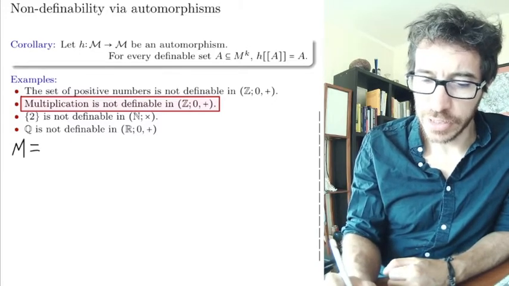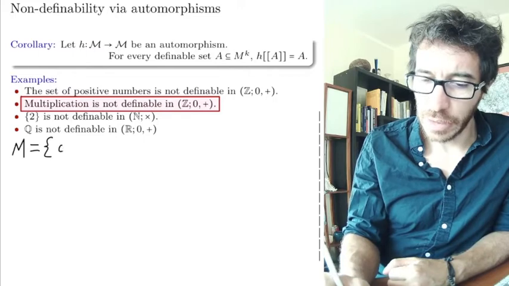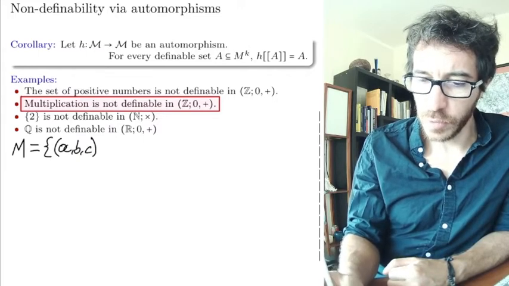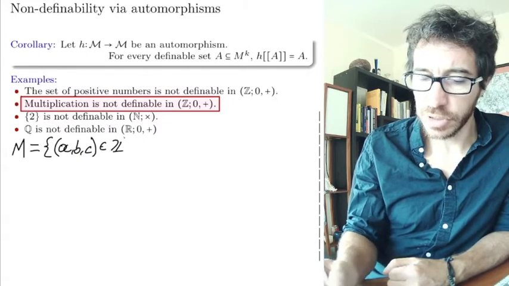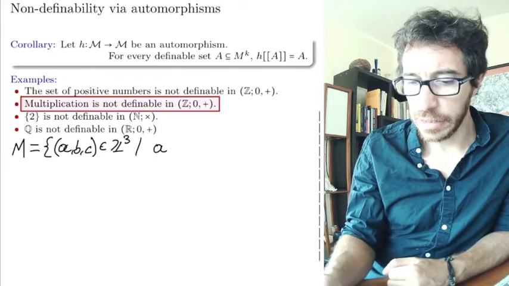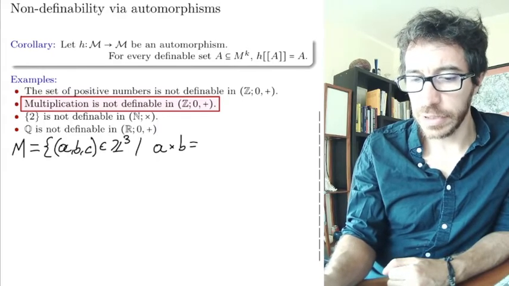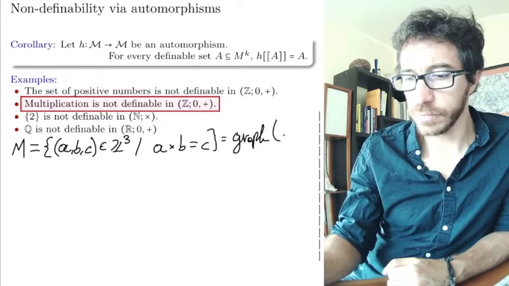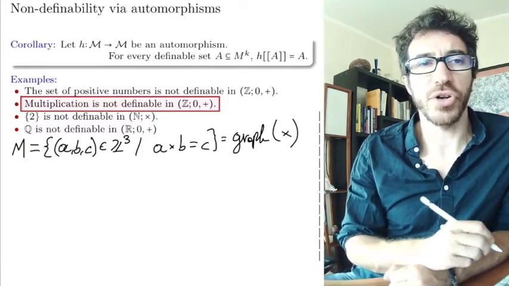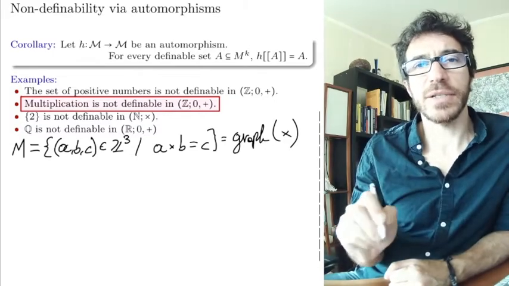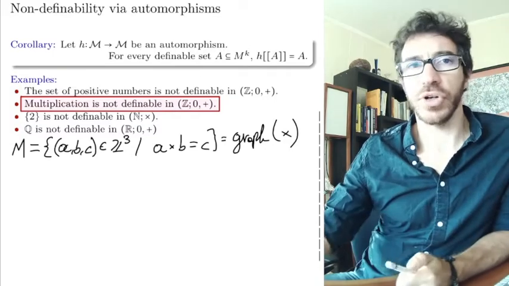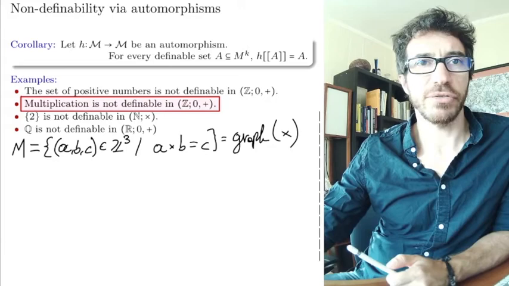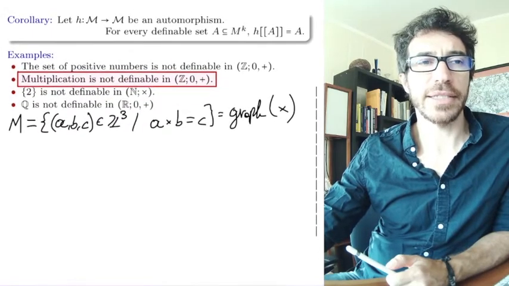So we are going to consider the set M of all triples A, B, and C, which belong to the integers, such that A times B equals C. So this is the graph of the multiplication operation. That set is the one that is not definable. So how are we going to show that this set is not definable?